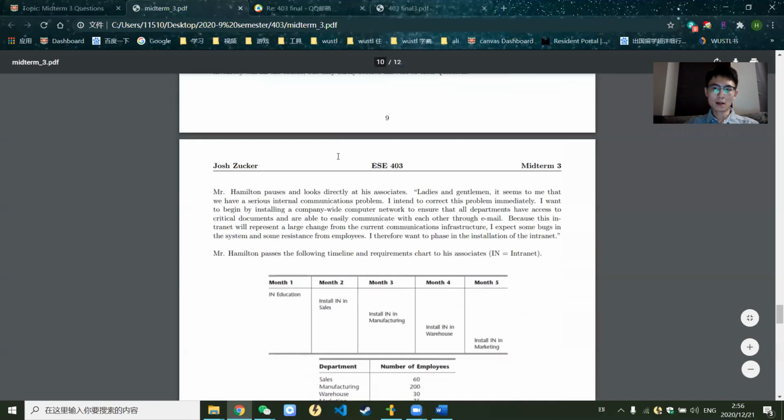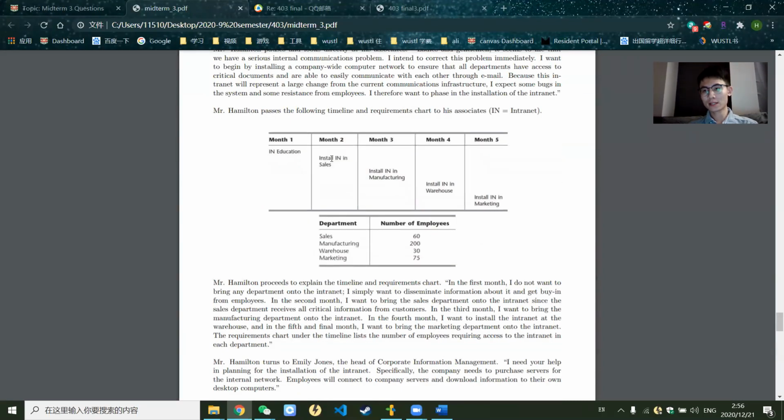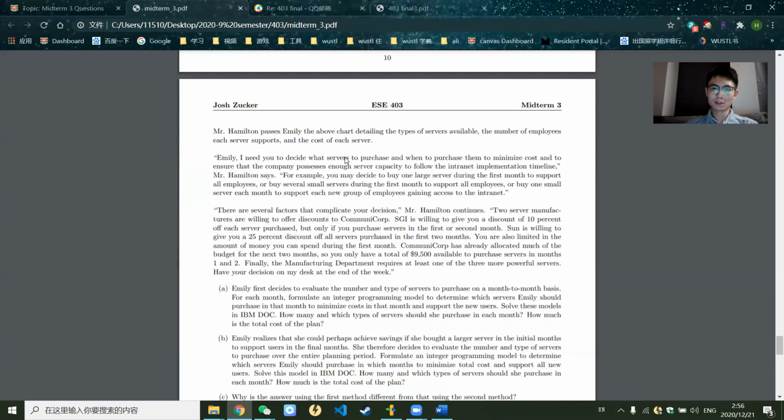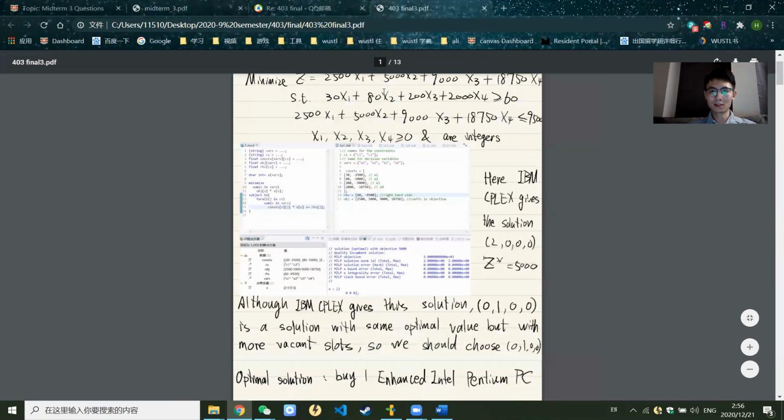In problem 3, our business problem is that we would like to install an intranet in the company. So we would like to minimize the cost while we satisfy the needs of the user slots in every month. And we also need to satisfy that we want to have one of these 3 bigger servers, and we will have a limit of the budget of the first month and the second month. So let's move on to problem 1.